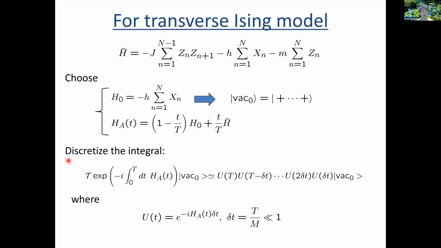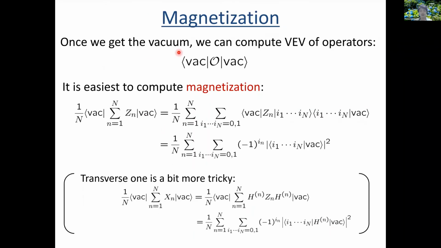In practice, we need to discretize the integral in the time evolution operator by this. Here, UT is a time evolution operator with a very small time step. Once we get the vacuum, we can compute the vacuum expectation value of operators. In the Ising model, it is easy to compute the magnetization defined by this. If we insert the complete system here, then we can rewrite the magnetization by using a combination of each basis inside of the vacuum.